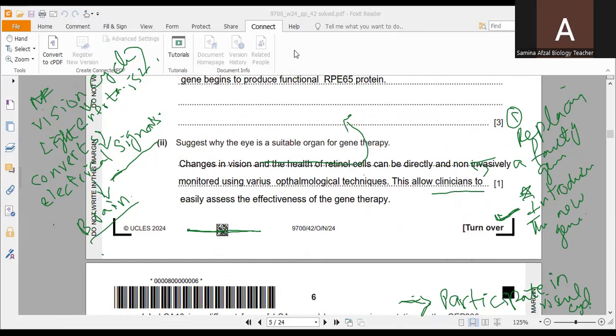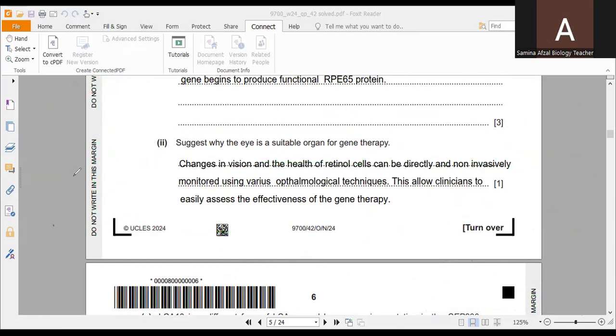Next question is, suggest why the eye is a suitable organ for gene therapy. Well, students, this is the answer of one mark. You know that the eye is a relatively self-contained and accessible organ. So it can be... let me write.